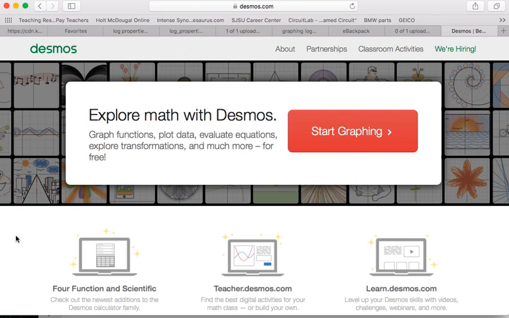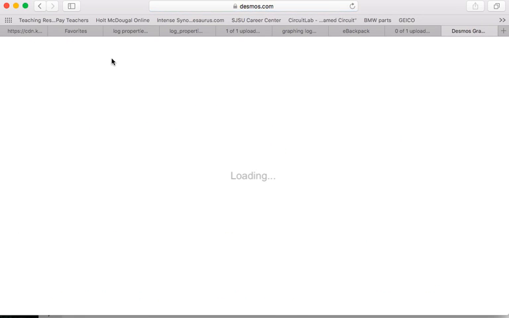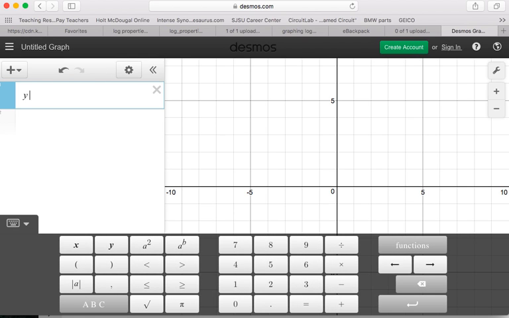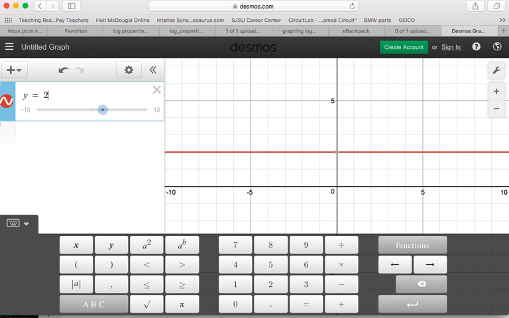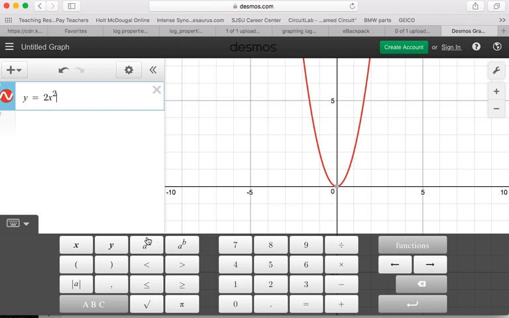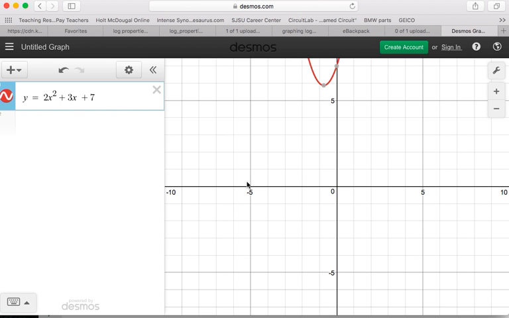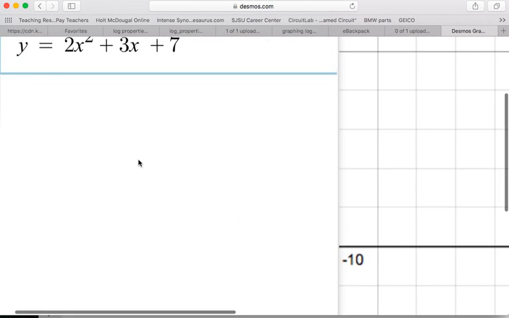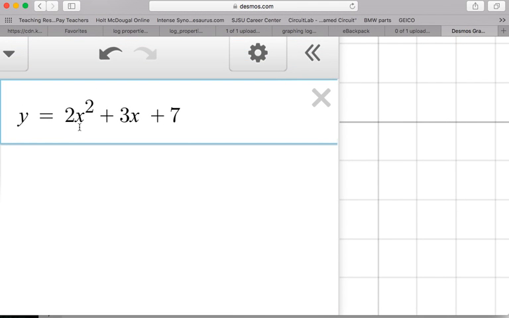You're gonna go on your best friend website, desmos.com. I'm gonna graph a simple quadratic function: 2x squared plus 3x plus my favorite number 7. Okay, let's see what's happening. This is a quadratic function. How do you know that?